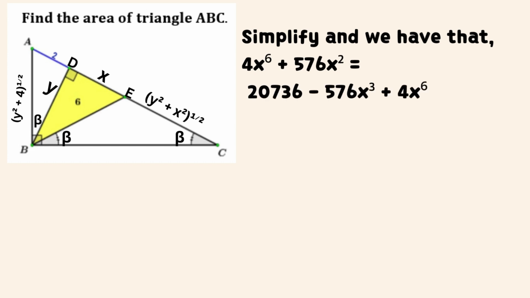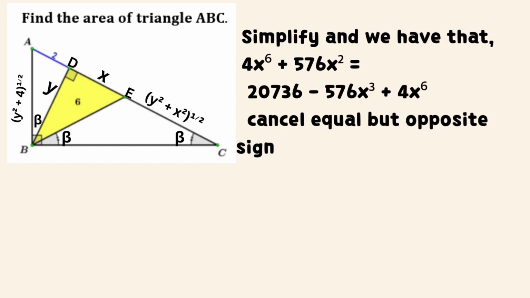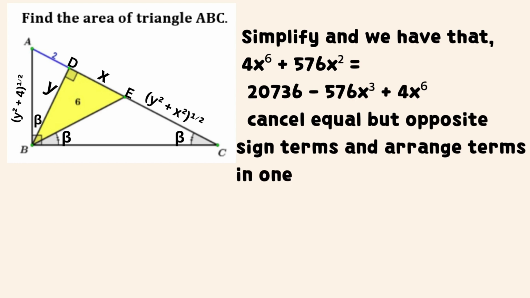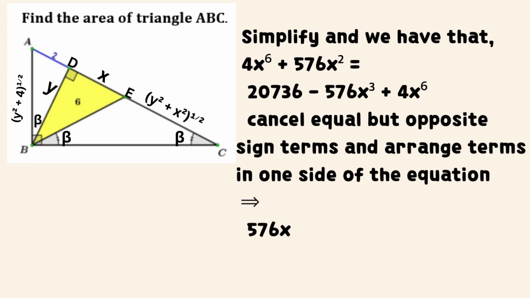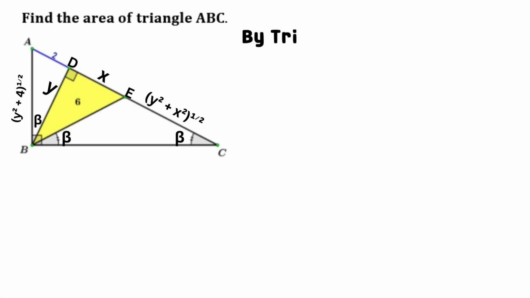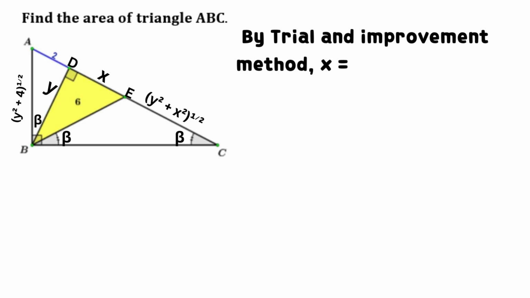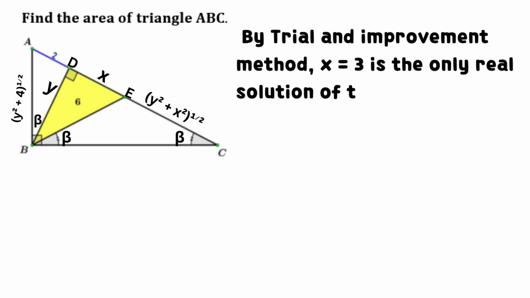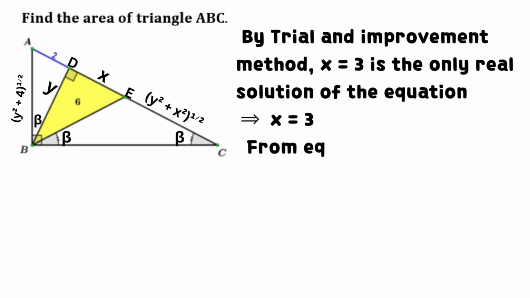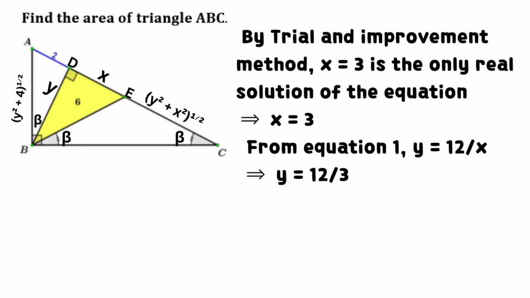Simplify and we have that the sum of 4 times x to the power of 6 and 576 times the square of x equals 20,736 minus 576 times the cube of x plus 4 times x to the power of 6. Cancel equal but opposite sign terms and arrange terms on one side of the equation. It implies that the sum of 576 times the cube of x and 576 times the square of x minus 20,736 equals 0. By the trial and improvement method, x equals 3 is the only real solution of the equation. It implies that x equals 3.